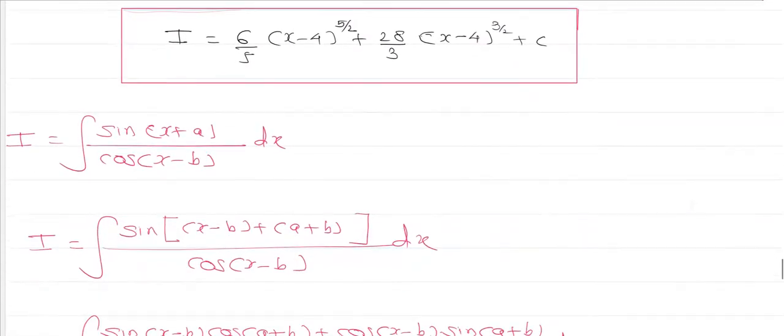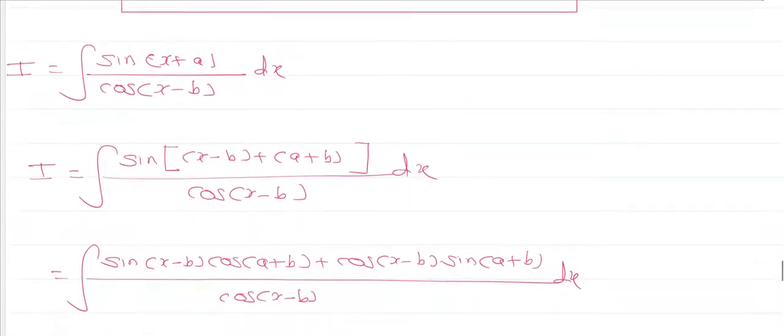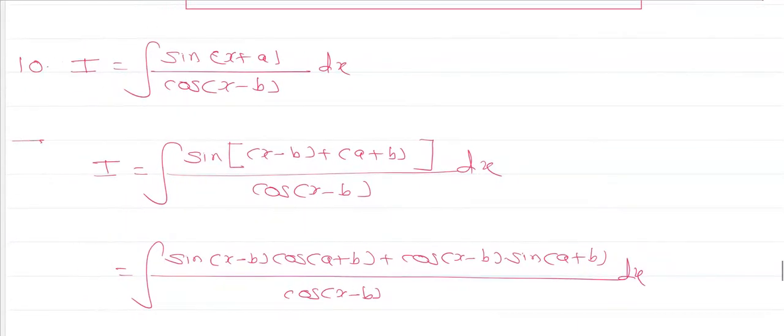Now the next problem. This type of problem is always asked in the board exam. This is problem number 10. I is equal to integral of sin(x + a) upon cos(x - b) dx. Now here in the denominator it is x - b. Therefore we will adjust the numerator's b term. There is a sine of (x - b), and here is x - b, and this is important.